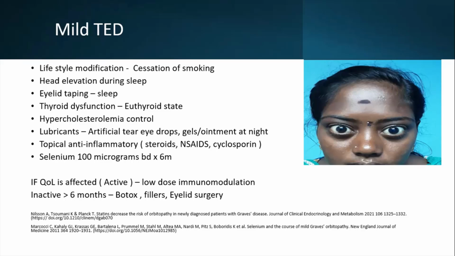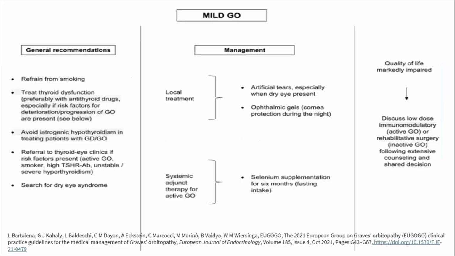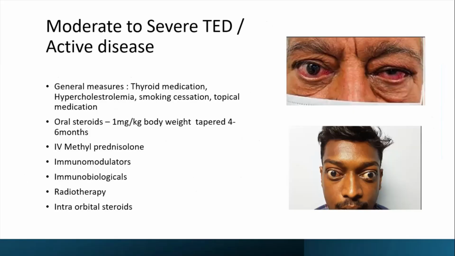And in mild thyroid eye disease, a few patients may have their quality of life affected and they would need low dose immunomodulation therapy. If it is inactive for more than 6 months, as in this patient, we can use Botox, fillers, or eyelid surgery for lid retraction. So having completed mild thyroid eye disease, this is the EUGOGO guidelines for mild Graves orbitopathy. So now we will go to moderate to severe thyroid eye disease.